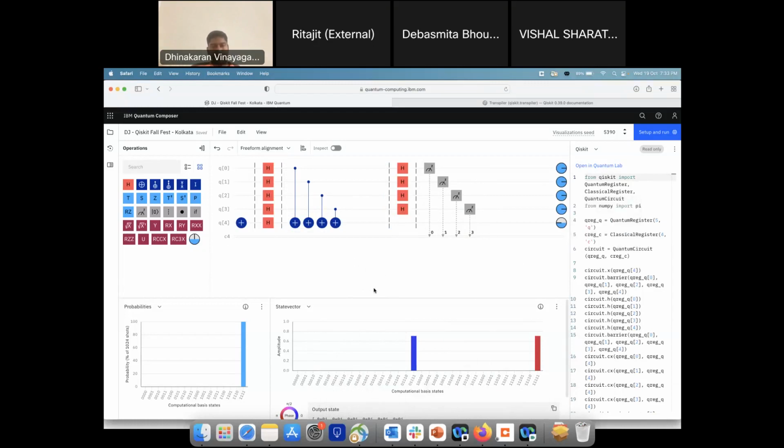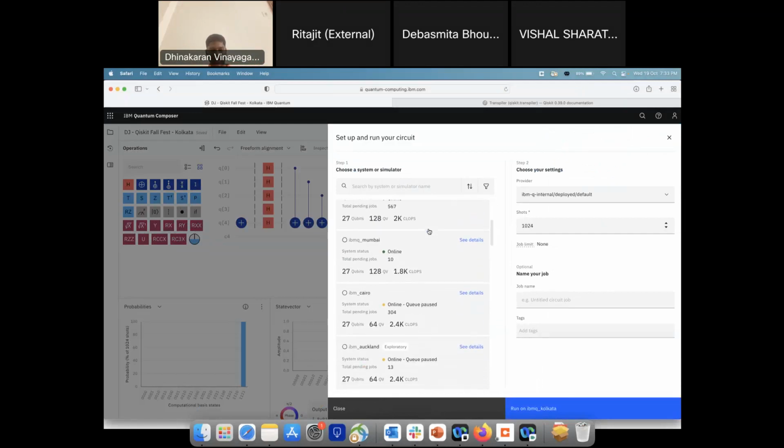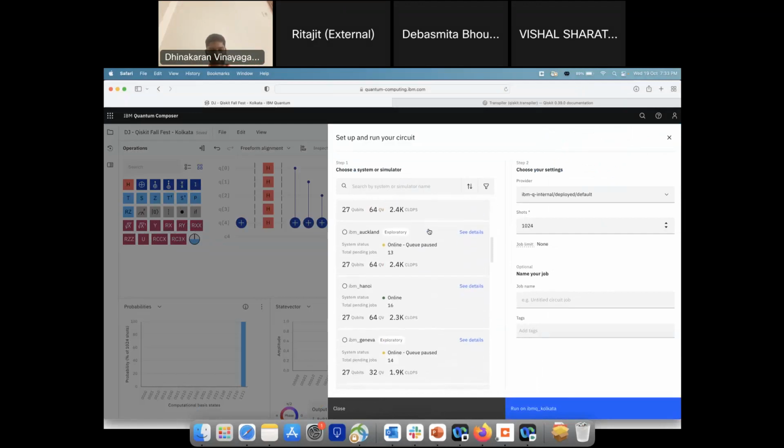Okay, so that's about it for the direct explanation, or just running, of the Deutsch-Jozsa algorithm. Right now this is all run on the simulator. What I will do is I'll just run it. We are lucky.